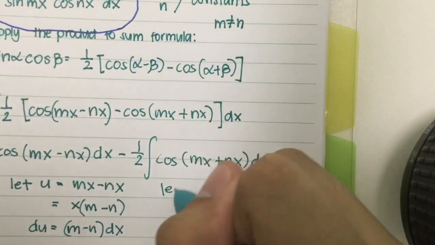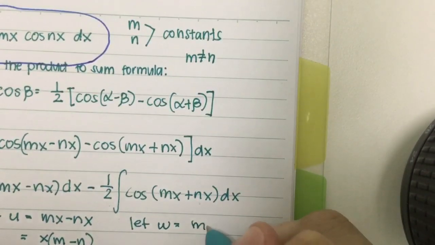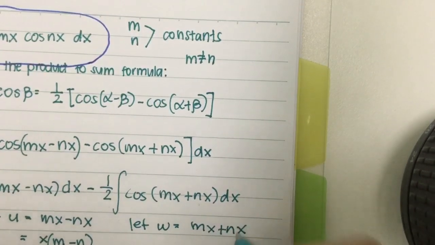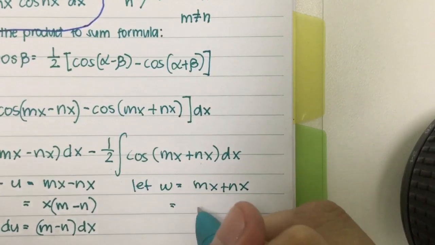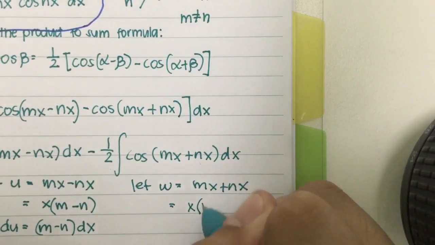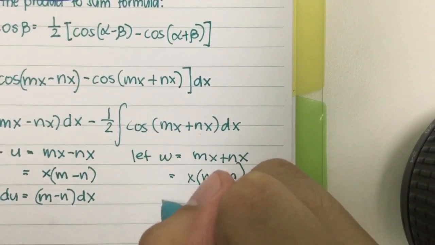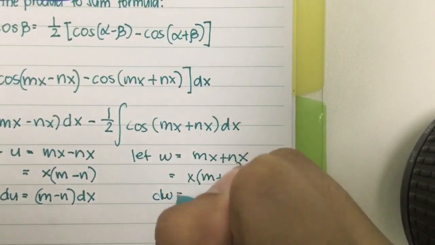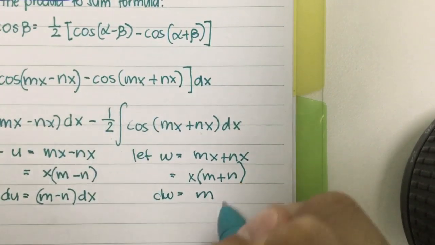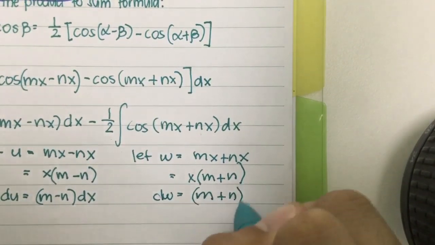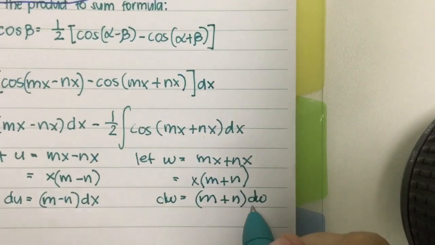Next, we let w be equal to mx plus nx and take out our common factor, which is x, and easily derive our dw, which is m plus n dx.